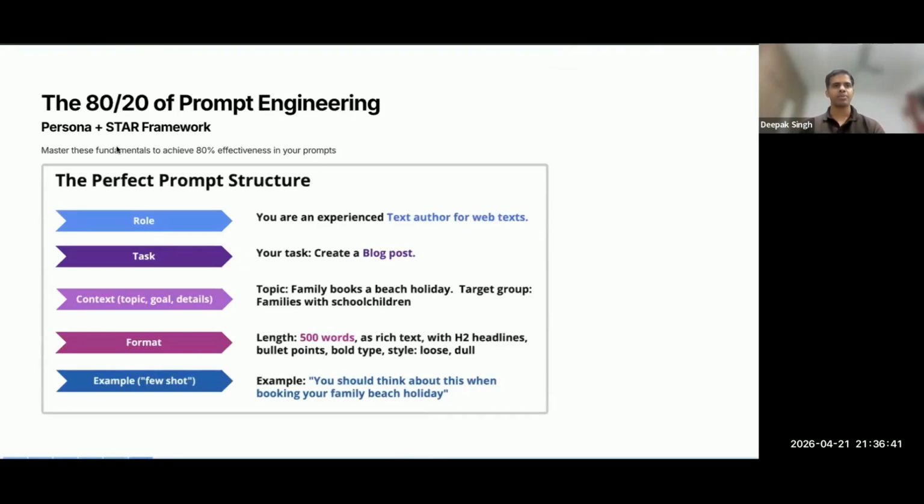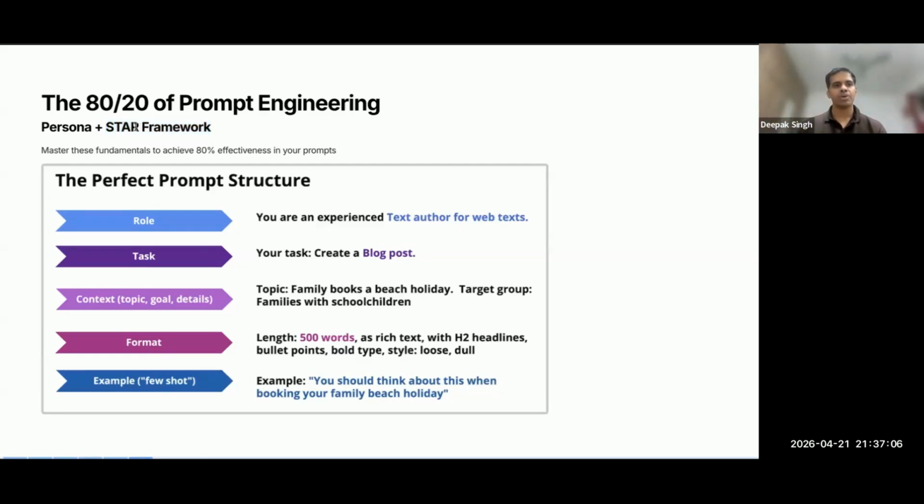So I'll make it simple for you, right? What you should remember is the STAR framework. You start with the persona, the role, and then you use STAR. You talk about situation, which is the context. You talk about the task. You talk about action. What do you want it to do? For example, limit it to 500 words, be critical, be creative, and all that action.